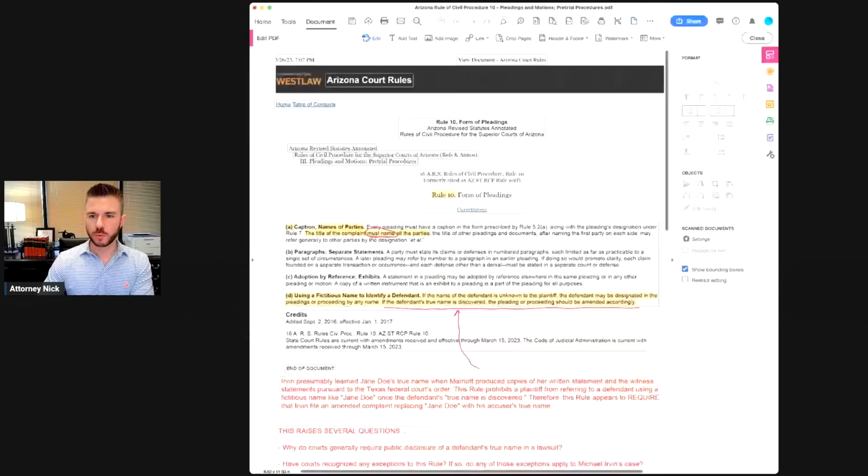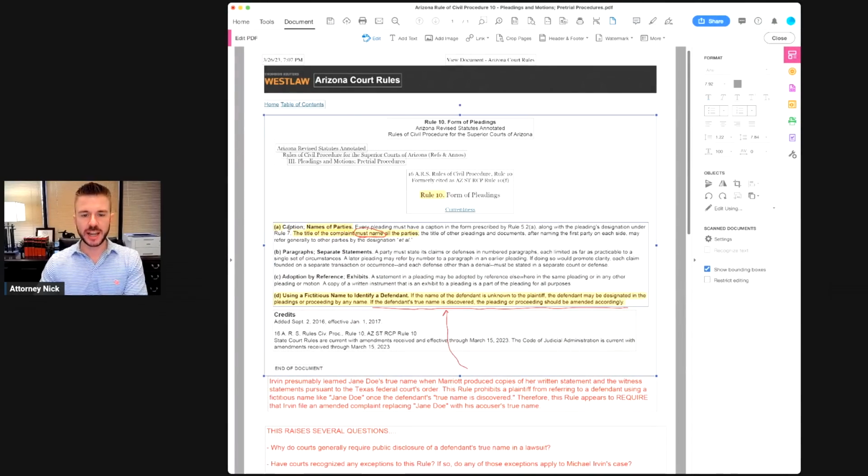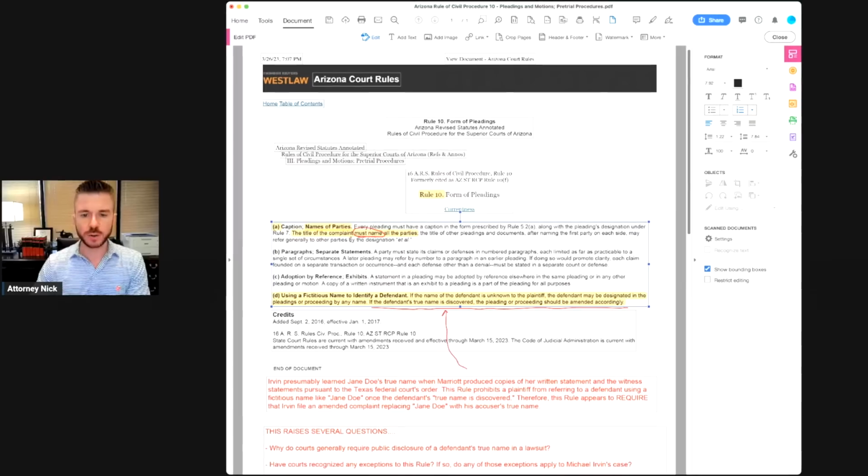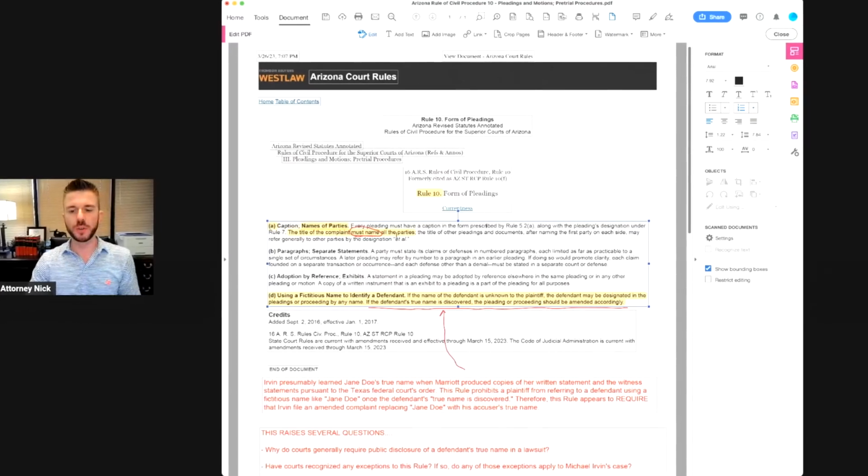Let's start by taking a look at Arizona Rule of Civil Procedure 10, which describes the content that a plaintiff like Michael Irvin must include in his complaint. So here we have Arizona Rule of Civil Procedure 10. If you look at subsection A, it addresses the names of the parties, and it says that every pleading must have a caption in the form prescribed by Rule 5.2. And it states that the title of the complaint must name all the parties.